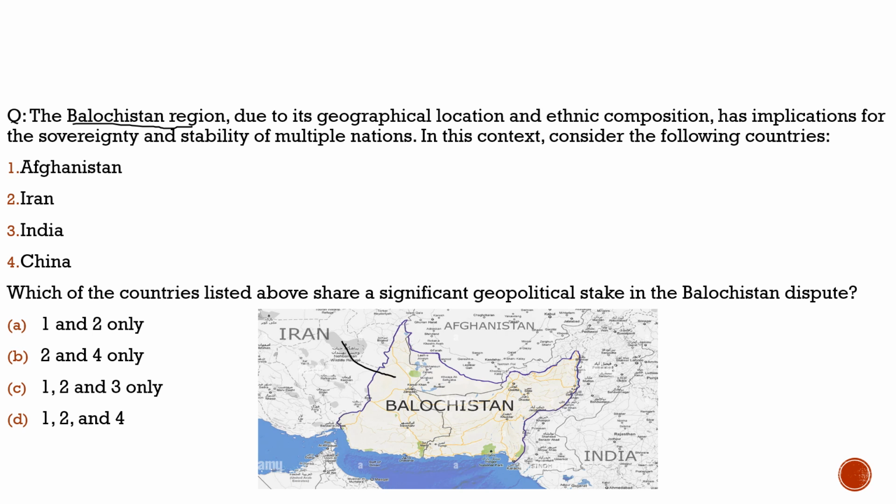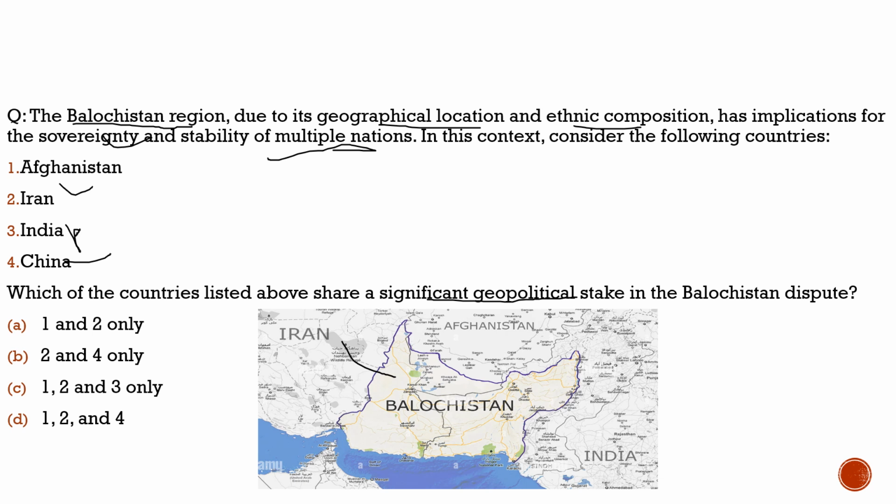Here the question says the Balochistan region, due to its geographical location and ethnic composition, has implications for the sovereignty and stability of multiple nations. 100% correct. In this context, consider the following countries: Afghanistan, Iran, India, and China. Which of the countries listed above share a significant geopolitical stake in the Balochistan region? 100% Afghanistan shares, Iran shares, and I guess I should have added Pakistan here, which I had not. It is Pakistan. With respect to this, China also shares.